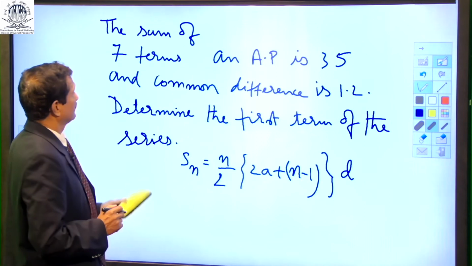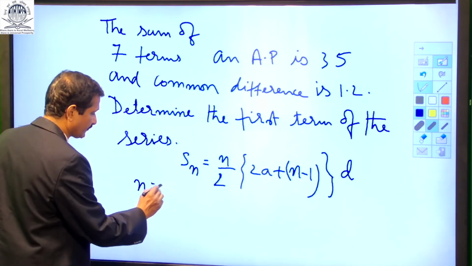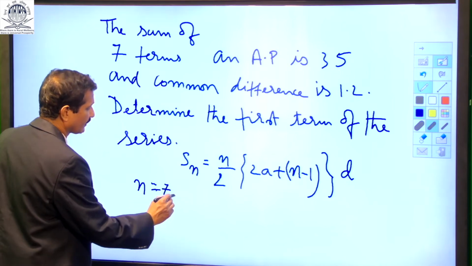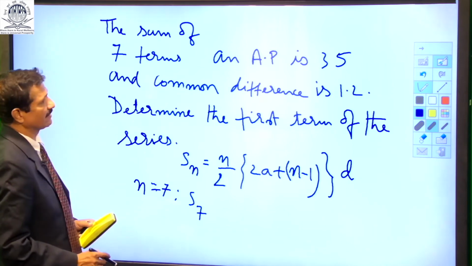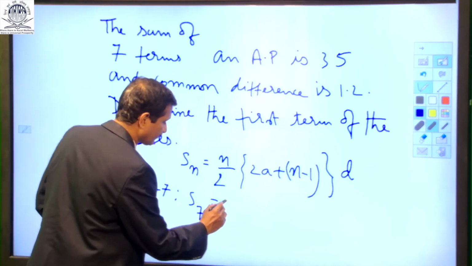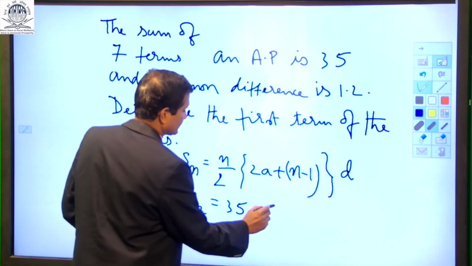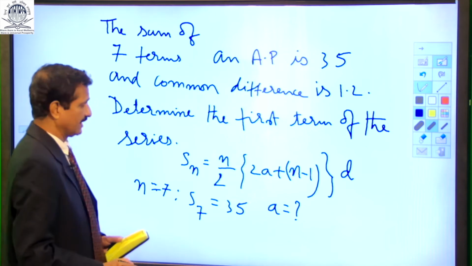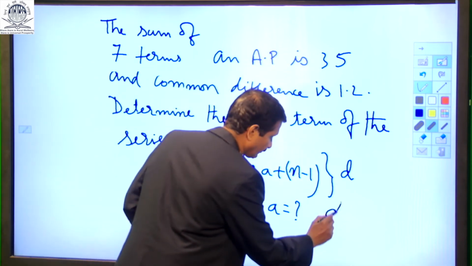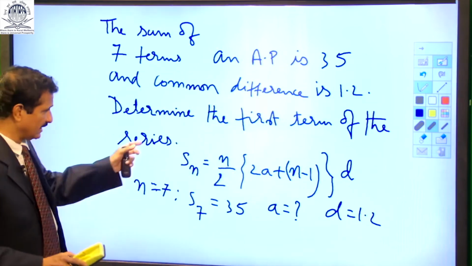We are given the sum of 7 terms. So, here n is 7. The sum to n terms, that is S7, is 35. A is not known to us, that is the question asked to us now, and the common difference D is 1.2. Let us substitute these values in the problem.